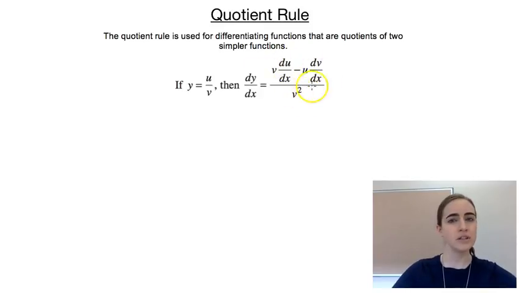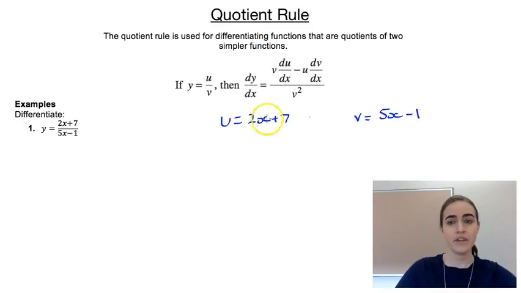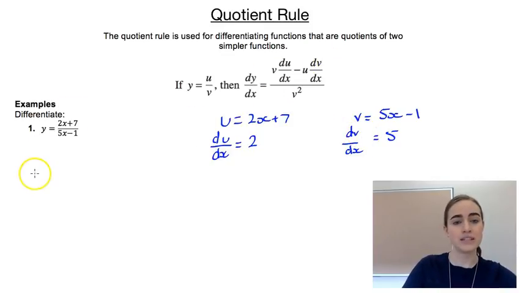So it starts off similar to the product rule. We call one of our functions u and one of them v, differentiate them both, and then substitute them back into this formula. So if we have a look at our first example, we've got y equals 2x plus 7 over 5x minus 1. So our u is going to be that numerator, 2x plus 7, and v is going to be the denominator of 5x minus 1. So if we differentiate both of those with respect to x, du dx is going to give us 2, and dv dx would give us 5.